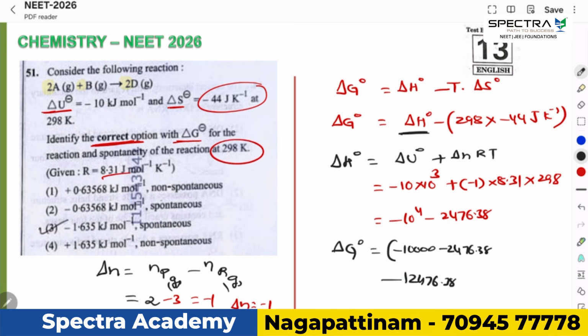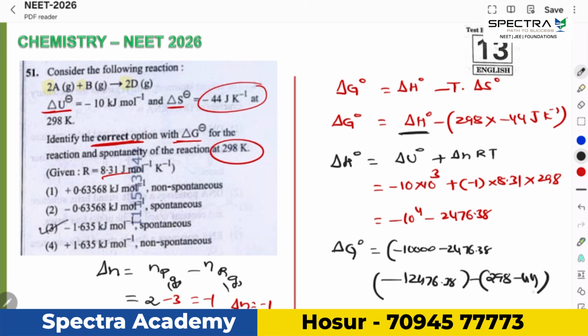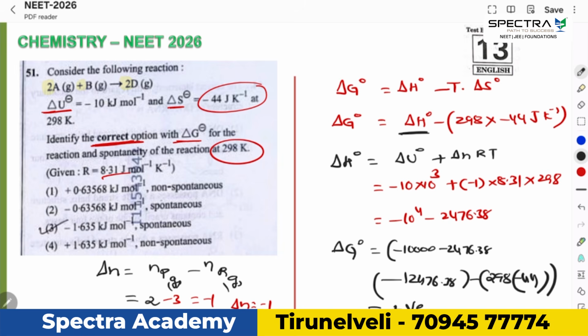12476.38 minus T delta S value, 298 minus 44. So the resultant value will be positive side will come. If you calculate this value, the value is around plus 0.63568. Okay. If you do the calculation up to here, you will get plus 635.62.